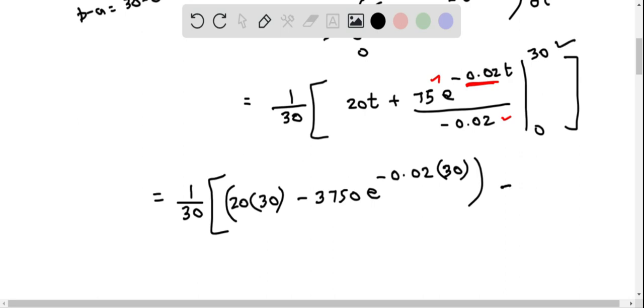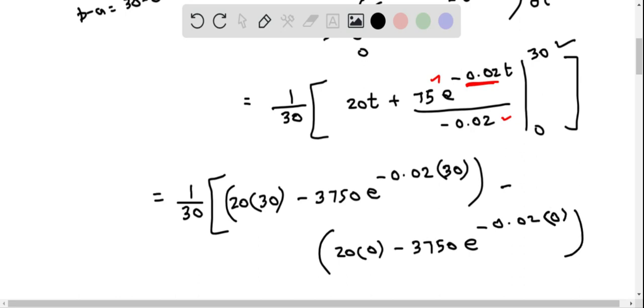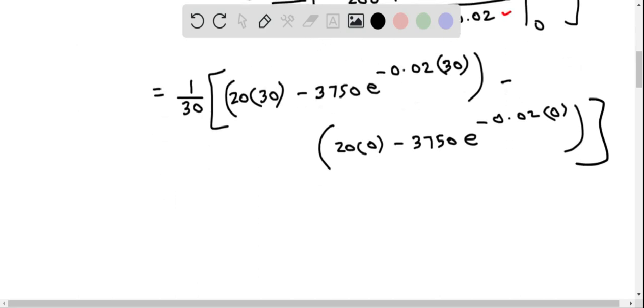So this is what we get when we apply the upper limit 30. We then put minus. We now apply the lower limit, that is 0. So therefore this becomes 20 times 0. Once again, this is negative 3750 e raised to the power of negative 0.02 times 0. We close the brackets. So we can simplify this.